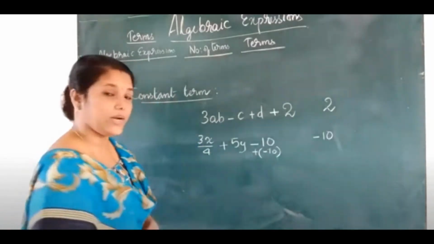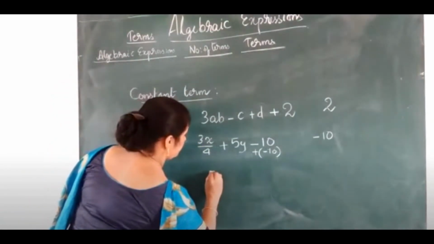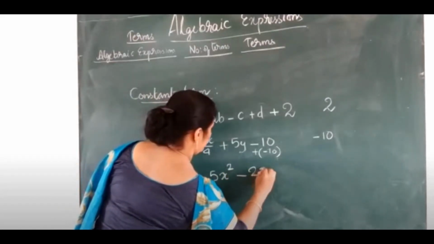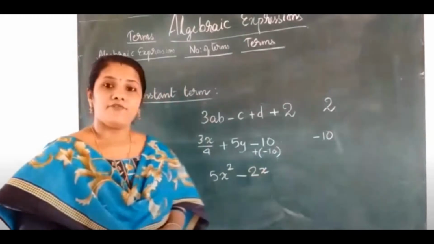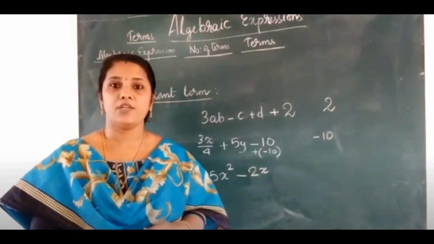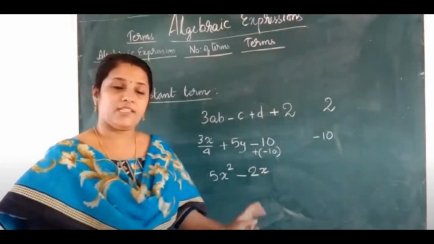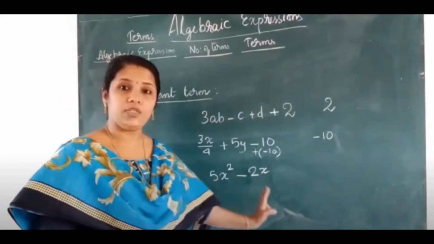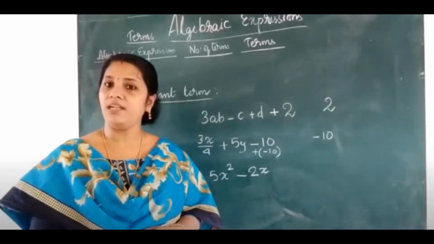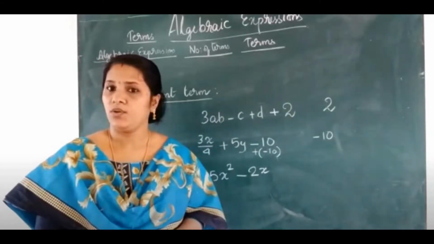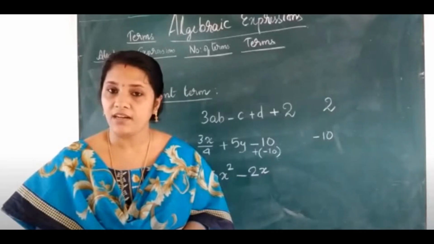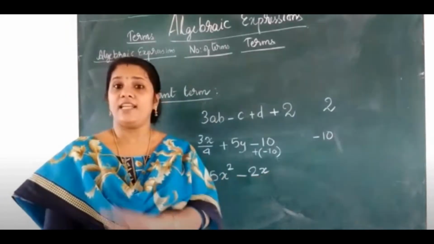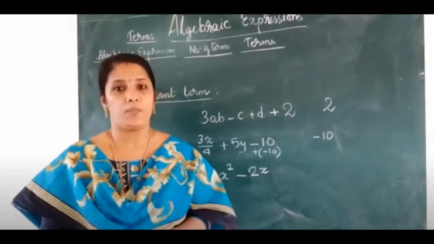Let me write another one: 5x square minus 2x. There are only two terms present here, and in both terms you can see the variable x. So is there any constant term here? No. In this algebraic expression, there is no constant term present.